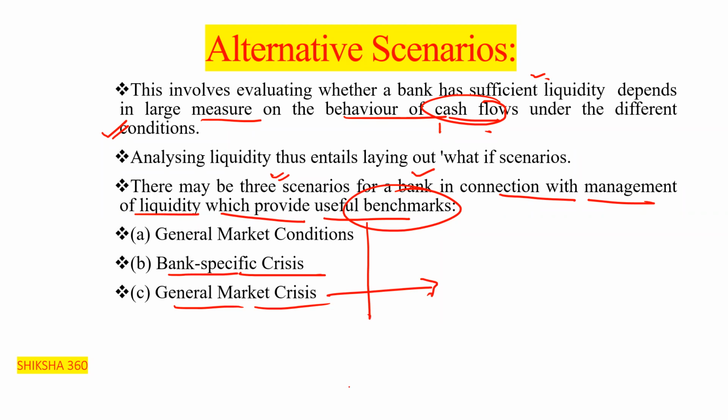Under the general market crisis, there is the most unfavorable condition. There is the maximum change under the maturing assets and maturing liabilities. Among all these three, the general market condition is the best scenario, where there is not that much big gap between the maturing asset and the maturing liability.